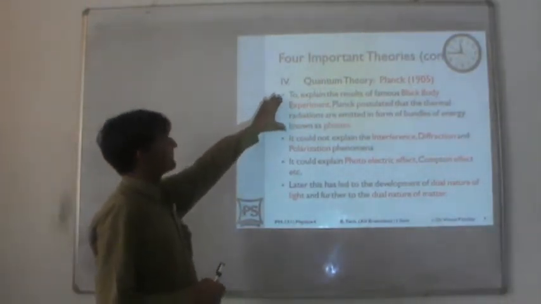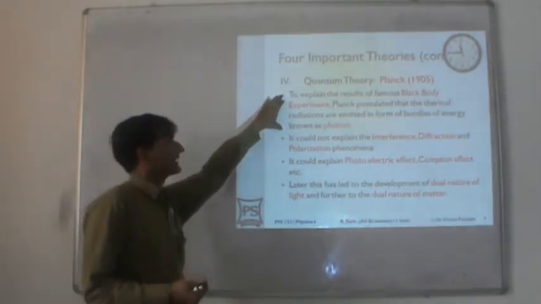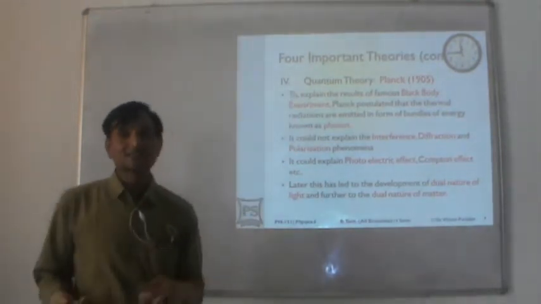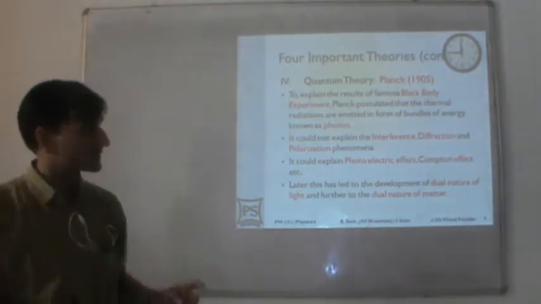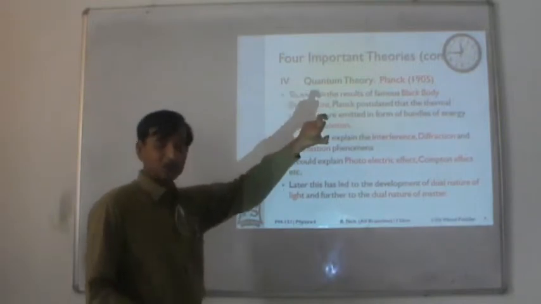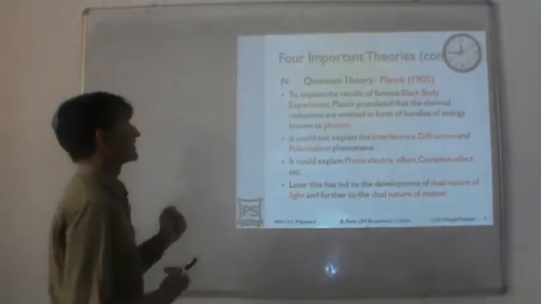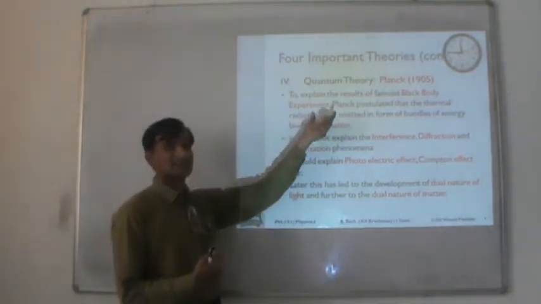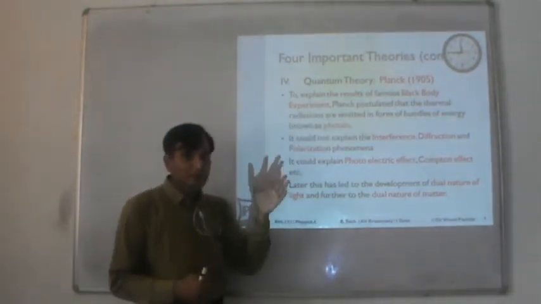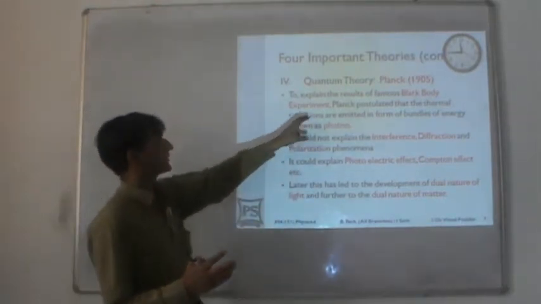Now, quantum mechanics, or quantum theory, basically started with the black body experiment. There was a classic experiment, and we will discuss it in quantum physics, in part 3 of this syllabus: the black body radiation experiment. The results of this experiment could not be explained with the help of earlier theories, with the help of classical physics, the wave theory of light and the theory of radiation.